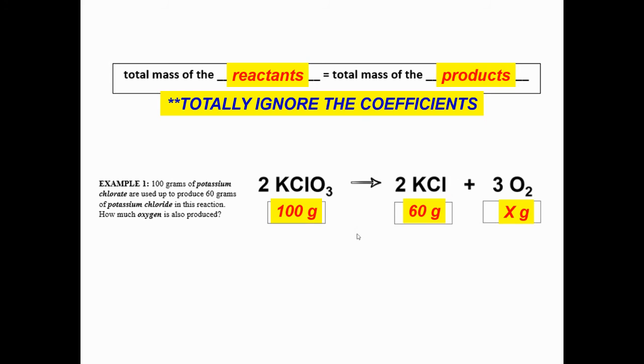Okay, when we did this problem, we knew that there were 100 grams of KClO3 to start, 60 grams of KCl, and we didn't know the amount of oxygen. But when we solved this, we did not do any kind of multiplying by the 2 or the 2 or the 3. Okay, this starts with 100 grams total, and it produces 60 grams of this and some number of grams of this. So it's just grams on the left equals grams on the right. Are those coefficients important? Sure they are. They're important for balancing the atoms, but they're not important when you're dealing with the mass on the left and the mass on the right.